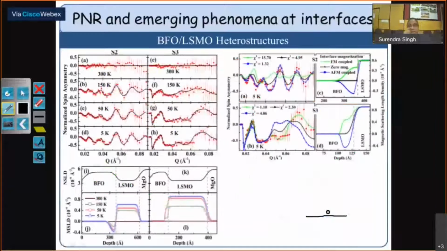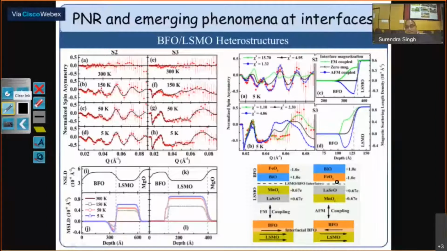But when we studied another bilayer sample, listed in Table 1 as S2 and S3, we found positive magnetization for the interfacial BFO layer, which shows ferromagnetic coupling. As I discussed earlier, I have shown the 5K data here, and the different models are plotted for the two samples. For one sample we get the best fit with anti-ferromagnetic coupling at the interface, and for the other with ferromagnetic coupling at the interface. So what does it suggest? That these two samples have different types of coupling.